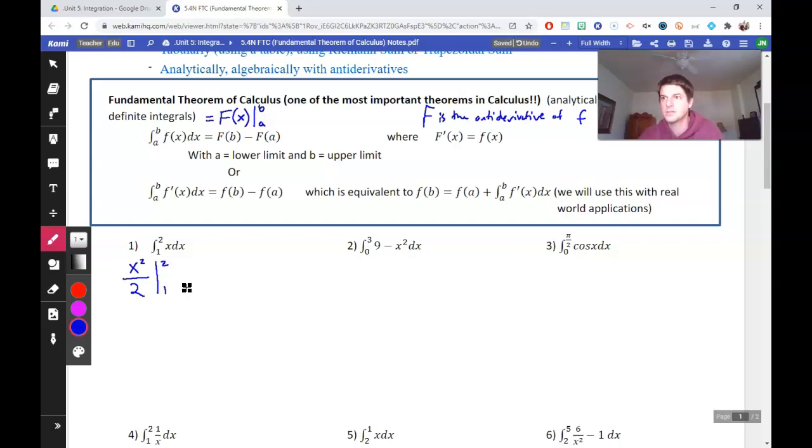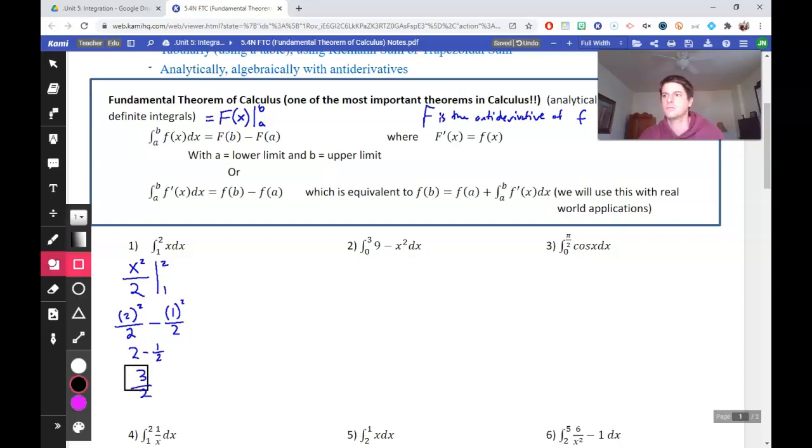So let's actually do that. So we plug in 2, and then we're going to subtract, plugging in 1. Let's see, 2 squared is 4, over 2 is 2, so we get 2 minus a half, which is 3 halves. Okay, and that's one of the things before, when you did an indefinite integral, you always got a formula. Now that you're doing definite integrals, you will typically get a value or a number out of it. Okay, so here we go. Let's go on to the next one.